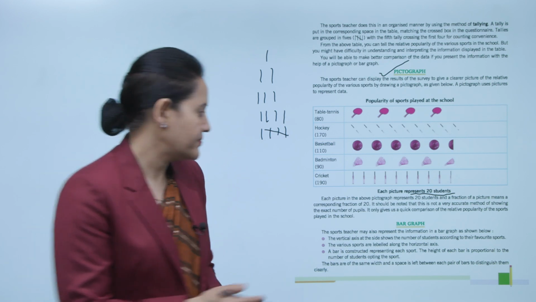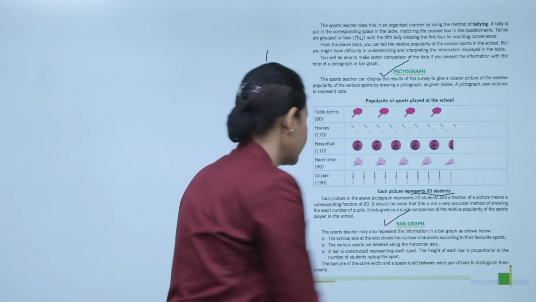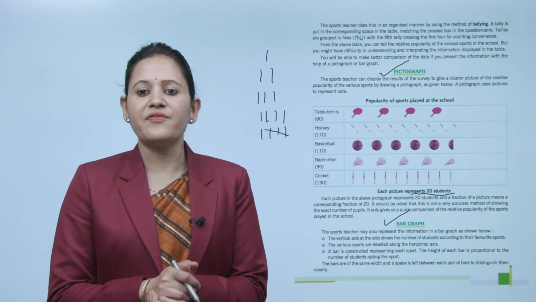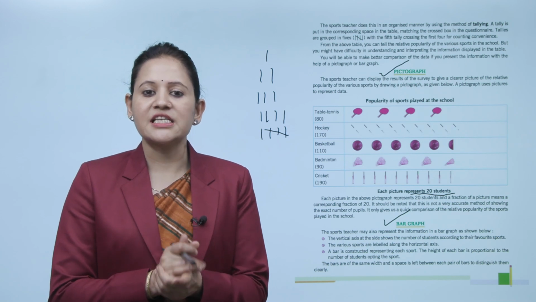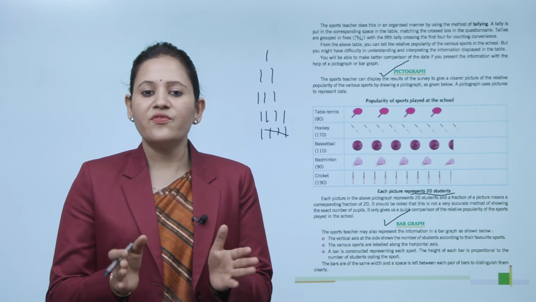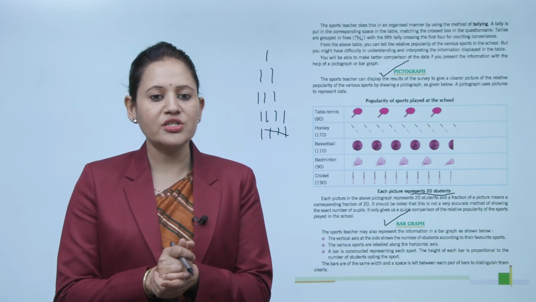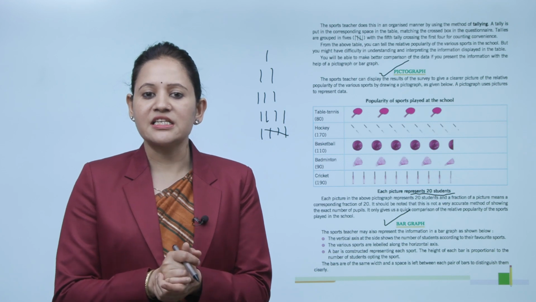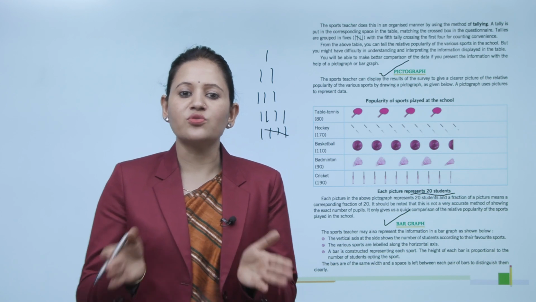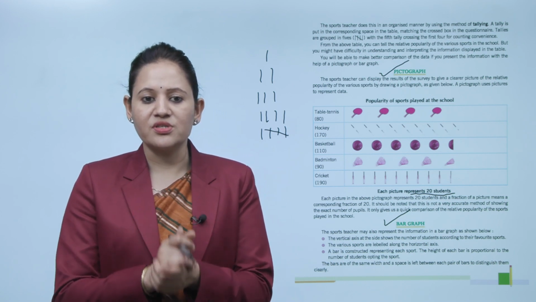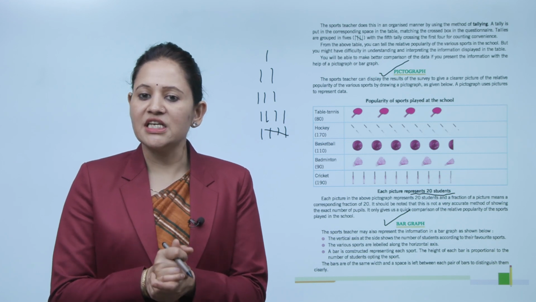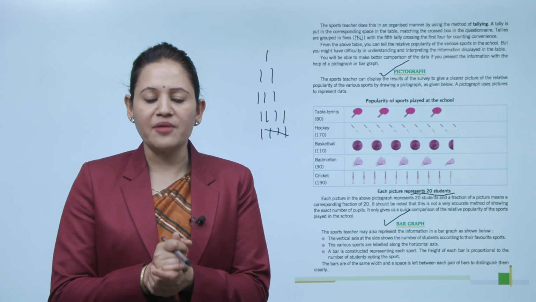Next is the bar graph. The sports teacher may also represent the information in a bar graph as shown below. The vertical axis at the side shows the number of students according to their favorite sports. The various sports are labeled along the horizontal axis. A bar is constructed representing each sport. The height of each bar is proportional to the number of students opting for the sport. The bars are the same width, and the space left between each pair of bars distinguishes them clearly.